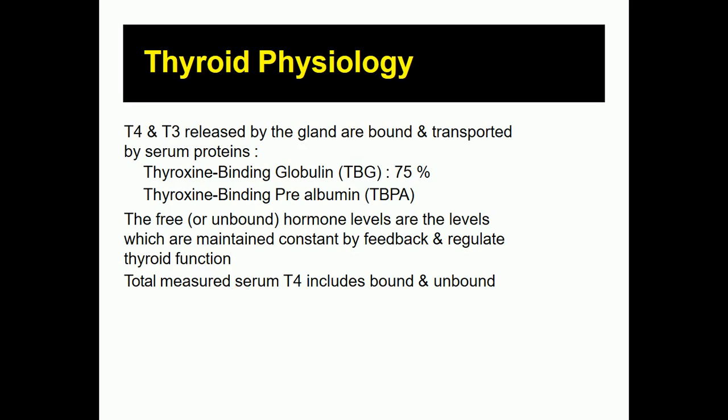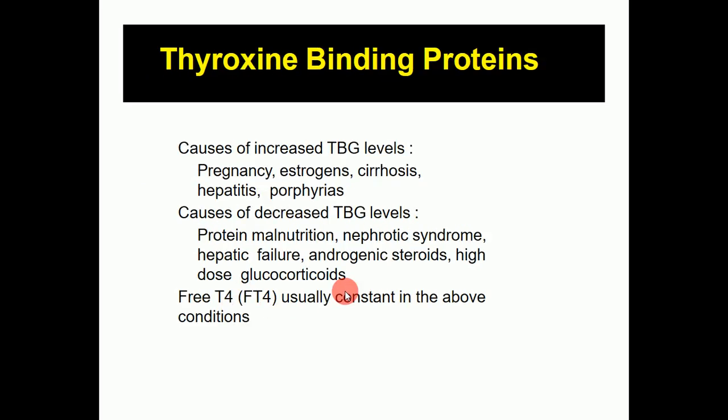Tetraiodothyronine and triiodothyronine are released by the gland, and they are bound and transported by serum proteins. The first one is thyroxine binding globulin, called TBG, which carries 75%. The second one is thyroxine binding pre-albumin, called TBPA. The free or unbound hormone levels are maintained constant by feedback and regulate thyroid function, while the total measured serum T4 includes bound and unbound forms.